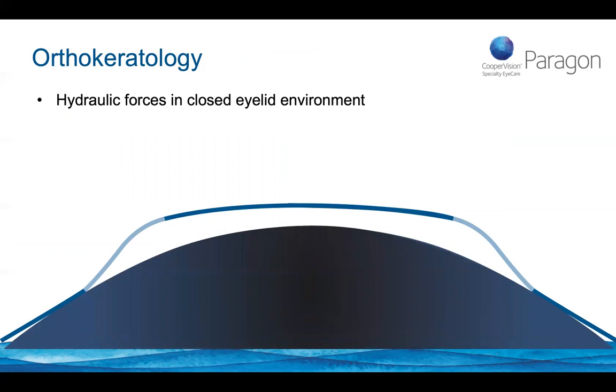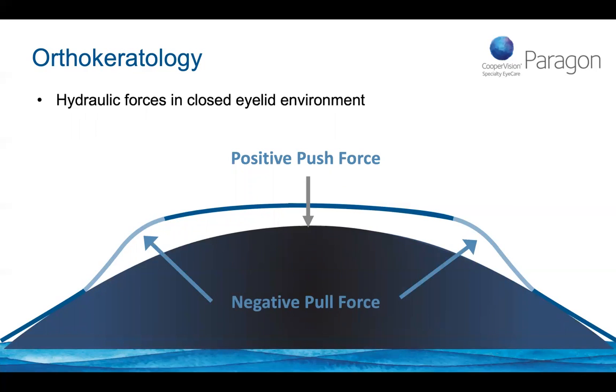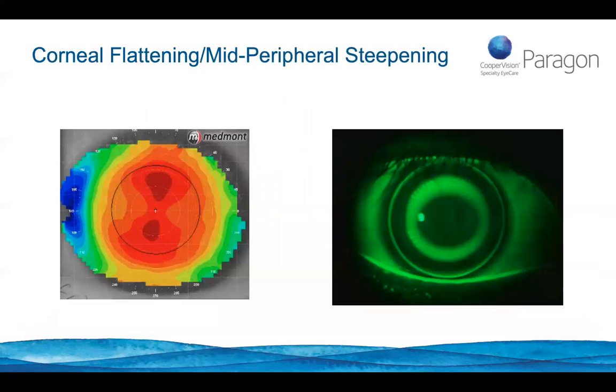As we delve into the mechanism of Ortho-K, we now know that the lens works by hydraulic forces in a closed eyelid environment. There is a positive push force in the center of the lens, and as that fluid is compressed by that positive push force, it is then balanced by a negative pull force out in the mid-periphery. There's more space between the lens and the cornea in the mid-periphery, and so that fluid moves from the central portion to the mid-peripheral portion of the cornea. And thus we get central corneal flattening and mid-peripheral steepening.